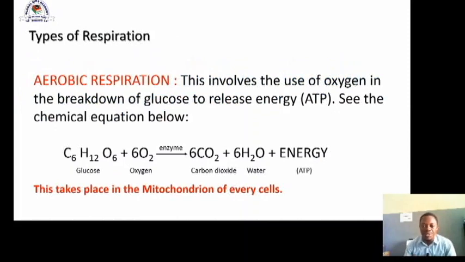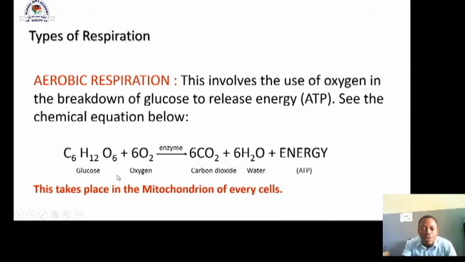Now, types of respiration. We have two main types of respiration. One of them is aerobic respiration. This involves the use of oxygen in the breakdown of glucose to release energy. Of course, you know the ATP I mean there. See the chemical equation below. Any process of breakdown of energy that involves the presence of oxygen is called aerobic respiration.